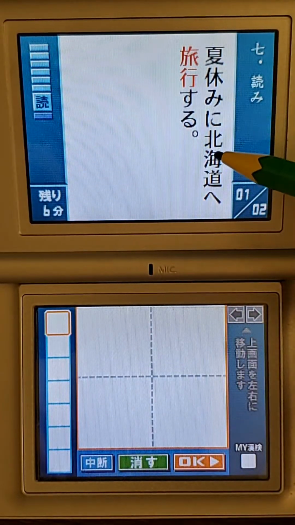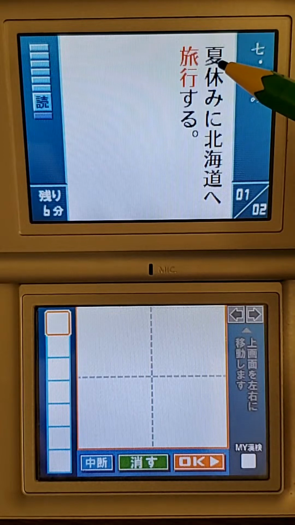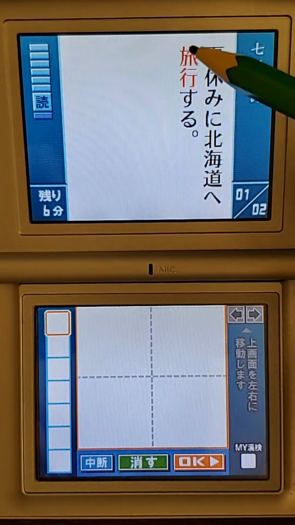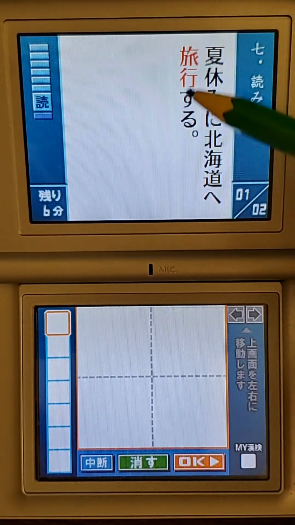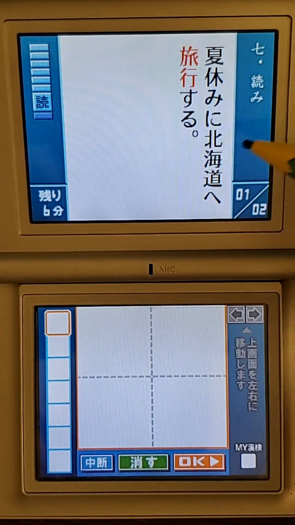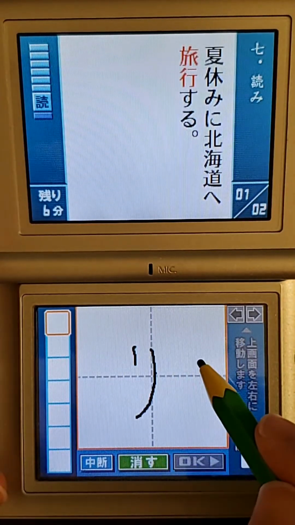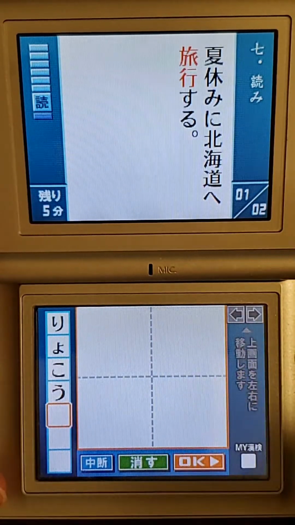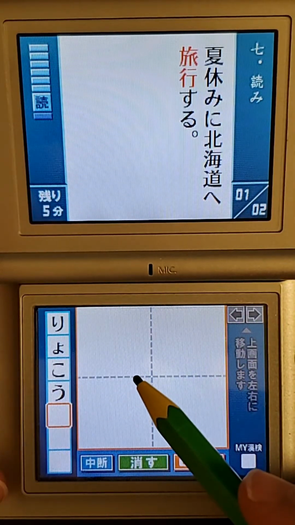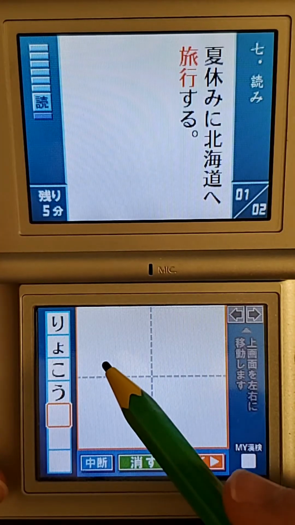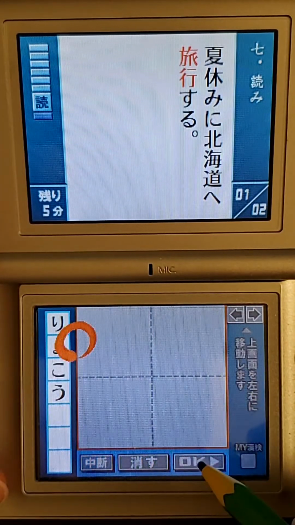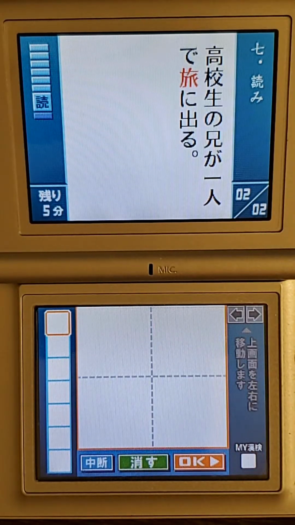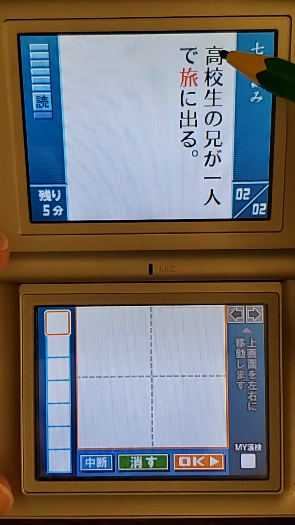Natsu yasumi ni Hokkaido e ryoukou suru. So during the summer vacation, ryoukou suru is vacation. They go on vacation to Hokkaido. I want to go to Hokkaido. I've never been to Hokkaido. Ryoukou. I hear it's awesome food. Ryoukou. No, yeah, just ryo. Heard it's awesome food. Going for the winter festival would be awesome, to see all the ice sculptures out there.